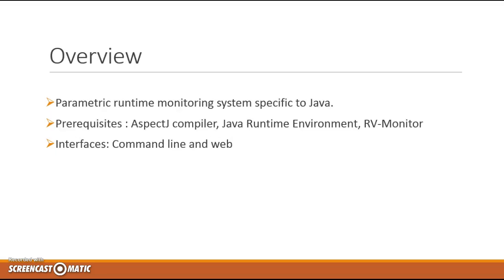Now, overview of the tool. It is based on the Java programming language. The prerequisites for installation and usage of the tool are AspectJ compiler, Java runtime environment, and RV monitor. RV monitor is the runtime verification monitor, which is responsible for generating monitoring code, whereas AspectJ compiler is responsible for generating .aj files which call this monitoring code. The interfaces supported by the tool are command line and web.